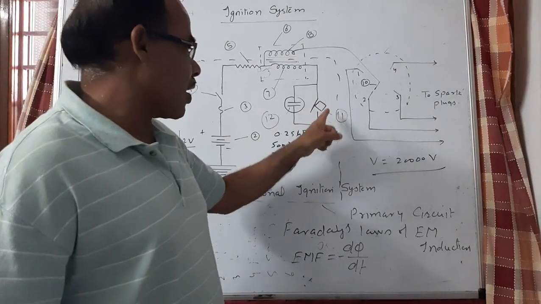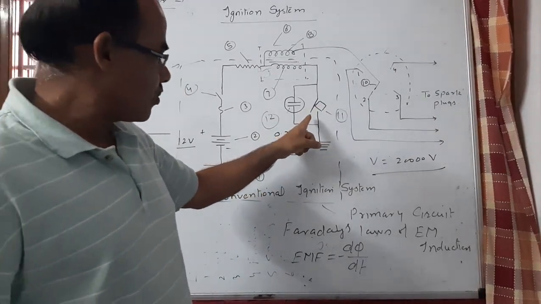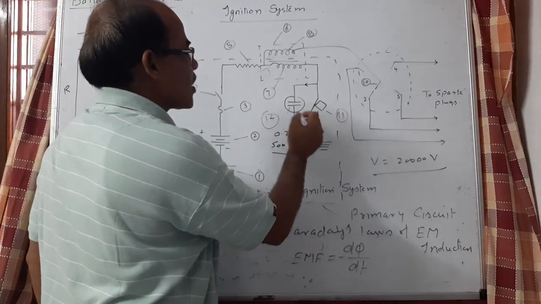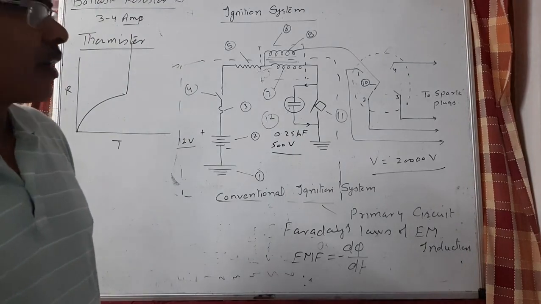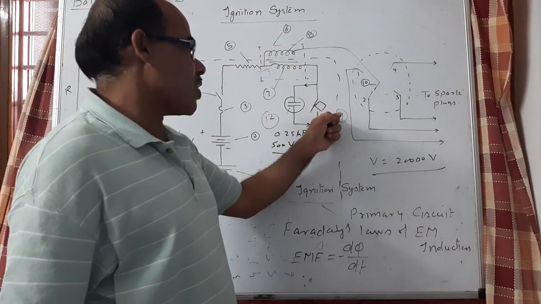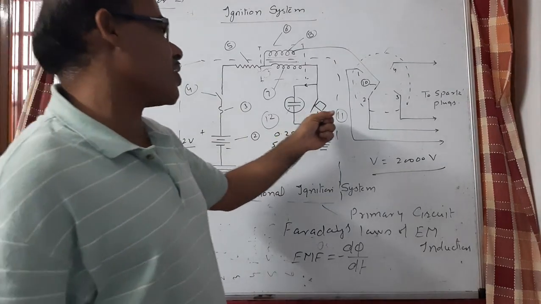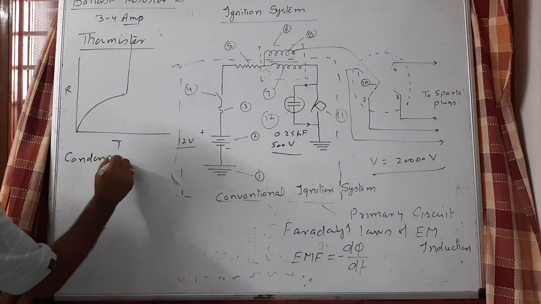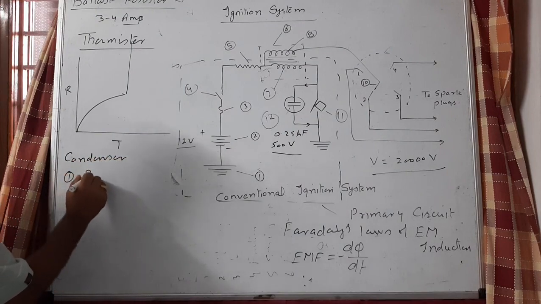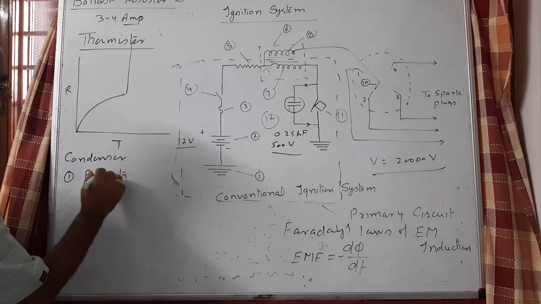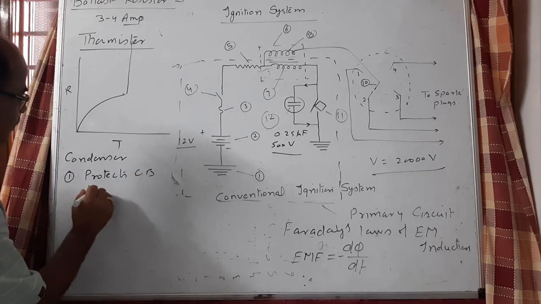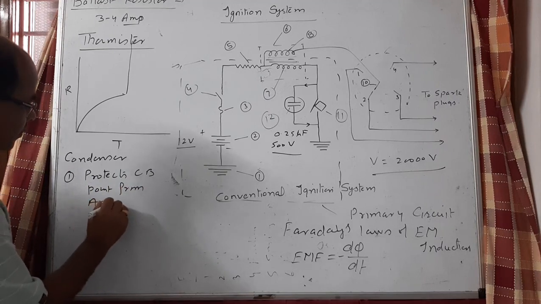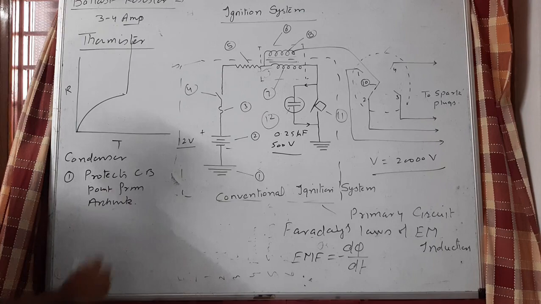So what happens when the contact is breaking? The current follows the path of least resistance and charges the condenser. So arcing is avoided. So this is the first function, that is, the condenser protects the CB point from arcing.